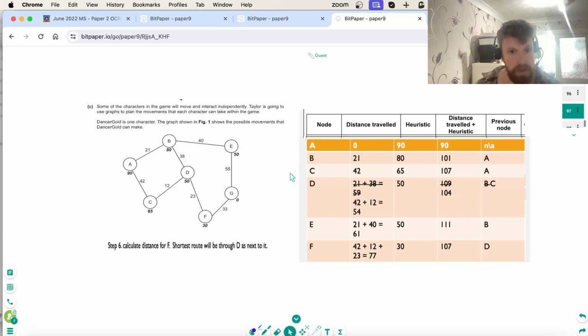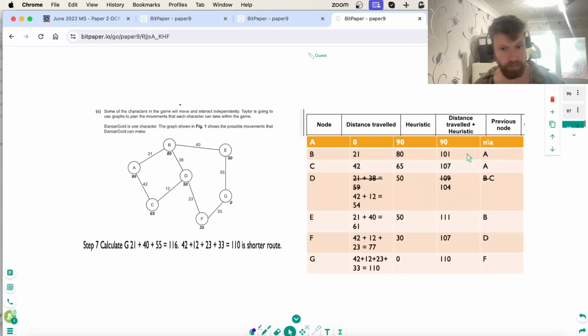So F. Again, just going through that, it's going to make sense for us to go to D. We already know what D is, which is 42 plus 12 to get us to D, and then we just add the 23 on there, which gives us 77. 30 plus 77 gives us 107, and the previous node for that one is going to be D. It wouldn't make sense to go around the other way. So again, we don't have to go through all of the other possible routes like we do in Dijkstra's.